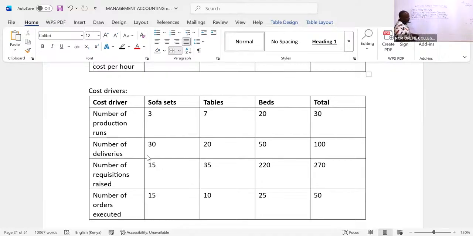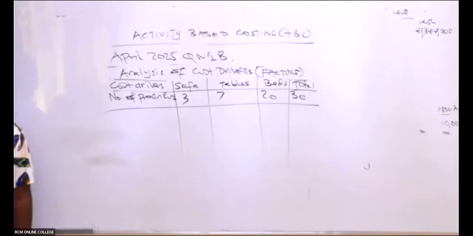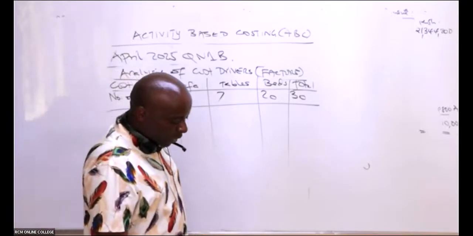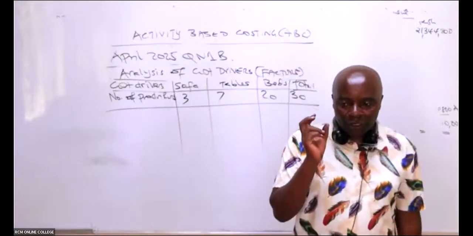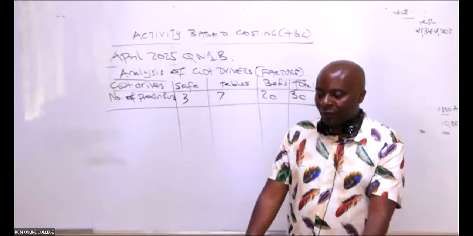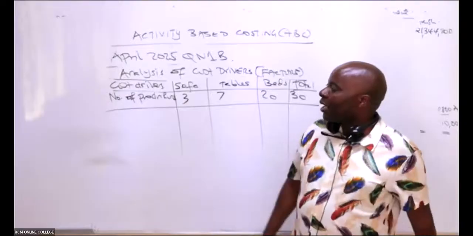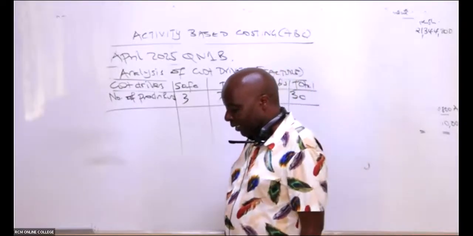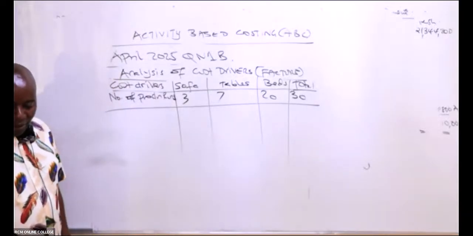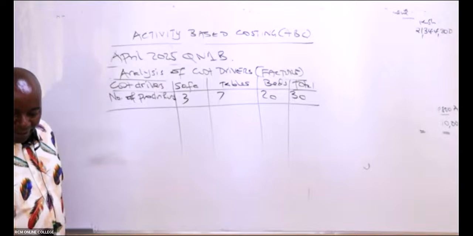Let me just drop my screen here for the online students to see the structure of my table. So you're doing analysis. Whenever they tell you to use activity-based costing, first of all, you must do an analysis of the cost drivers. Very, very important. The first one, we have here is number of production runs.